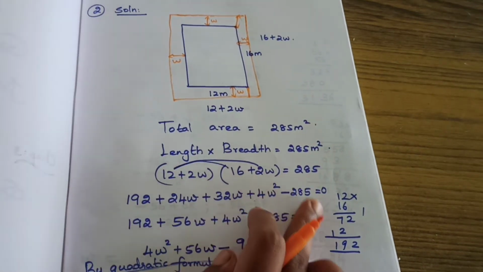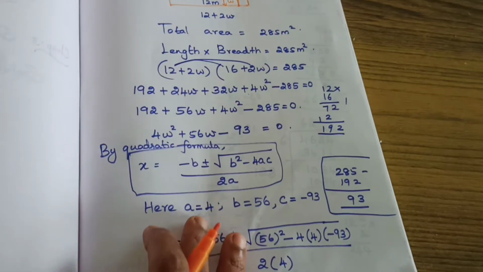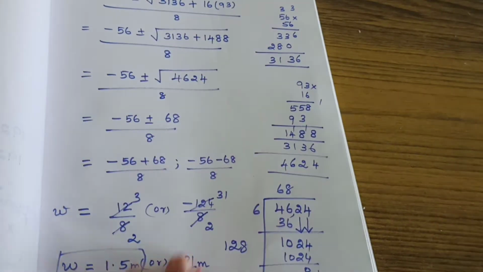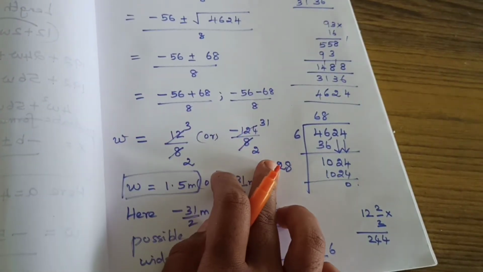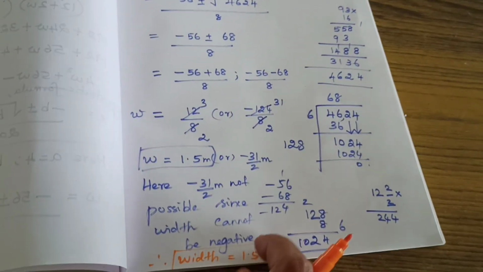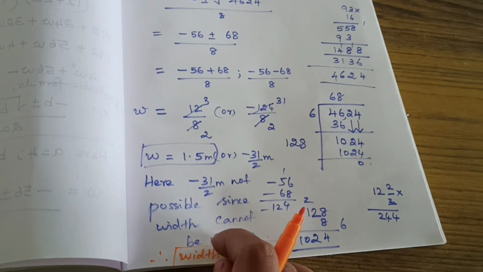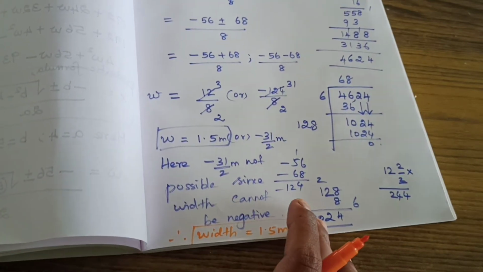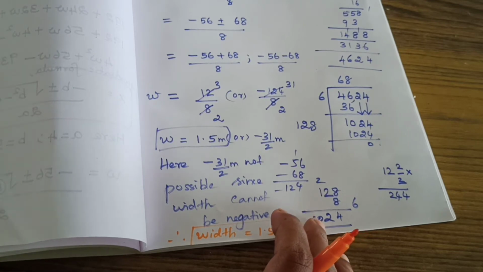After that we can calculate this bracket multiplication. Then using quadratic formula we need to solve this. After solving we are getting two answers. One positive and one negative. Negative value cannot be possible because what's the reason? Width cannot be negative. So what is the width? 1.5 meter. Got it? Shall we move to the next question?